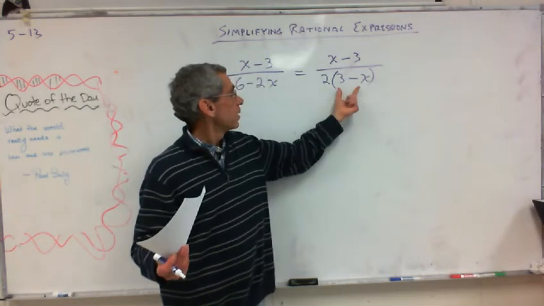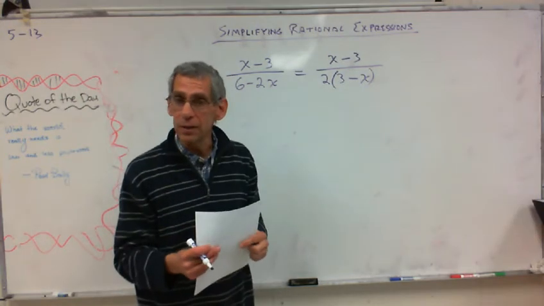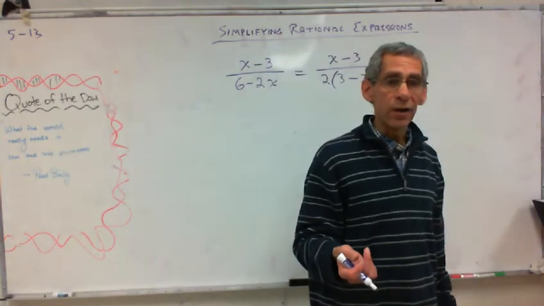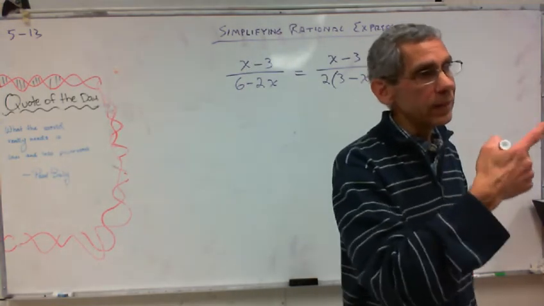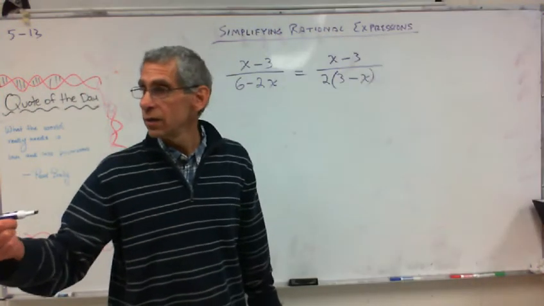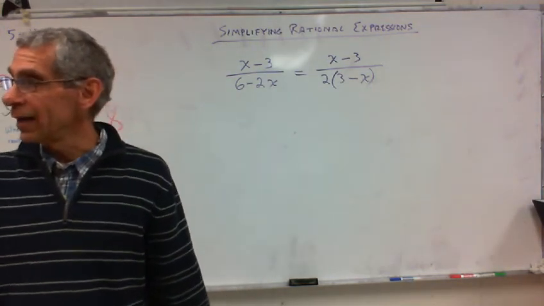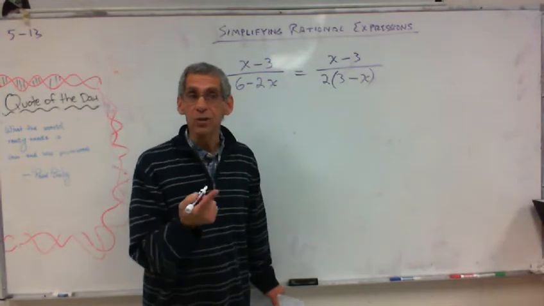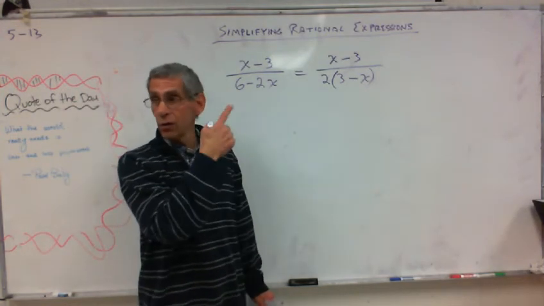X minus 3 over 3 minus x. That is its opposite. What is the opposite of 10? Negative 10. Right. So how did you get that? By multiplying it by negative 1. You multiplied a number by negative 1 to get its opposite. To get the opposite of 10, you multiply it by negative 1. So we could actually factor out a negative 1 out of either the numerator or the denominator.